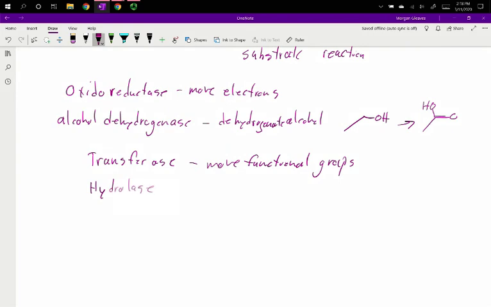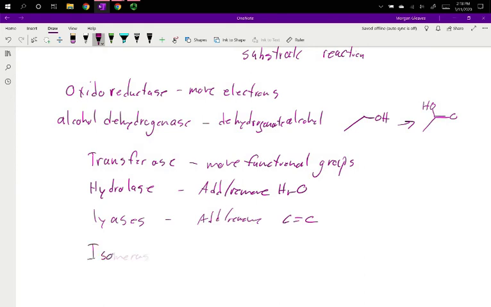Hydrolases. A hydrolase can add or remove water. You can have things like lyases. Your lyases tend to add and remove double bonds. So these are good for fat saturations. You can have isomerases. Isomerases change between isomers. These are very good for converting sugars.